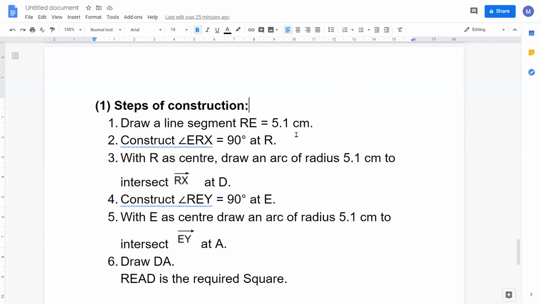Now see the steps as I had explained. First, draw a line segment RE of 5.1 centimeter length. Second, construct angle ERX equal to 90 degree at R. Third, with R as center, draw an arc of radius 5.1 centimeter to intersect ray RX at D. Construct angle REY equal to 90 degree at E. With E as center, draw an arc of radius 5.1 centimeter to intersect ray EY at A. Draw DA. READ is the required square.